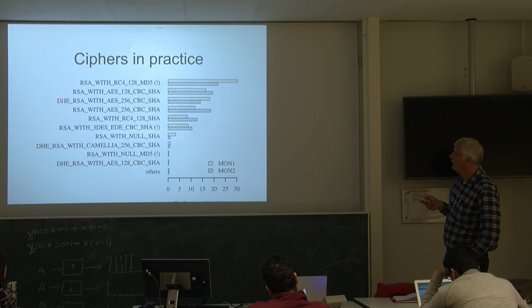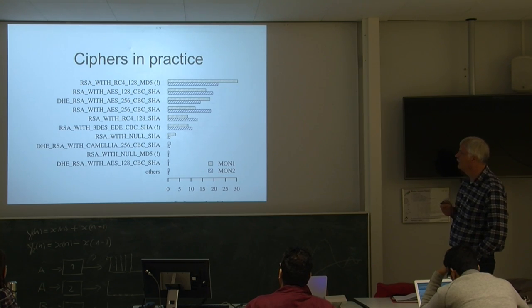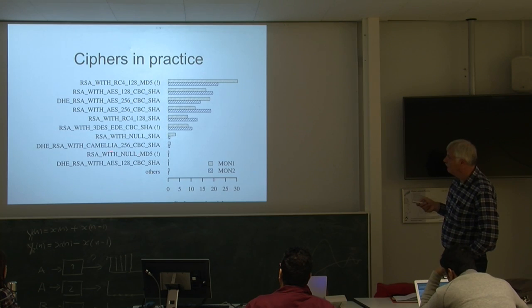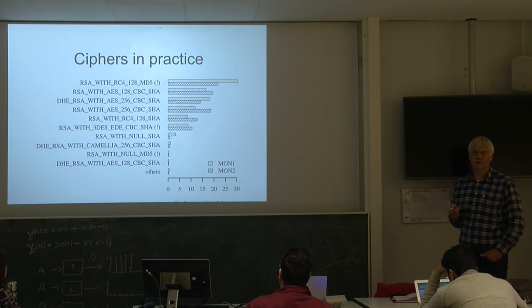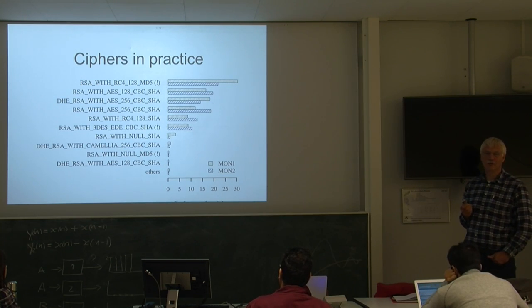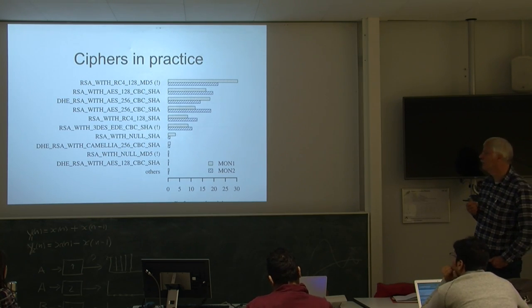DHE is Diffie-Hellman, elliptical curve stuff. RSA you have here. AES, you see key sizes, 128 and 256. They are roughly equal in number. What is also interesting is that you see here RSA with an option is null. People still use that. That is intended for testing purposes, but it can be that people configured it wrong and that you can still get in.